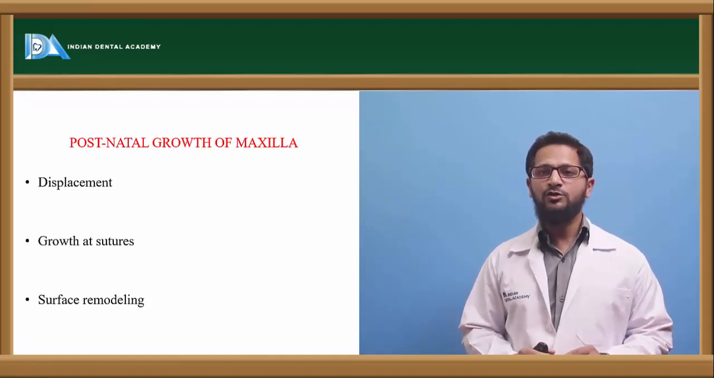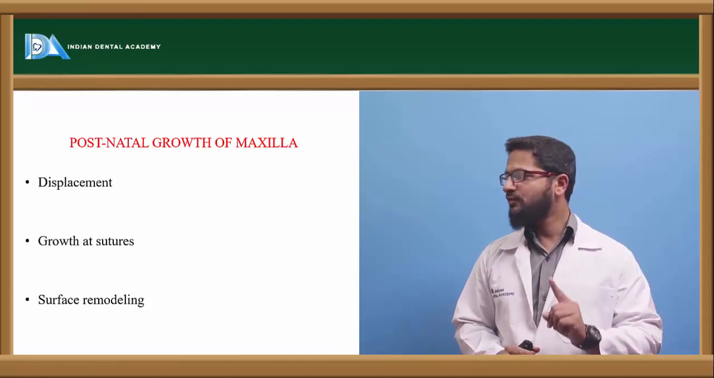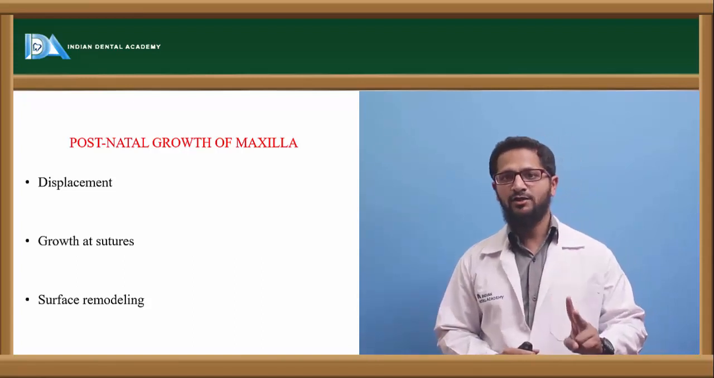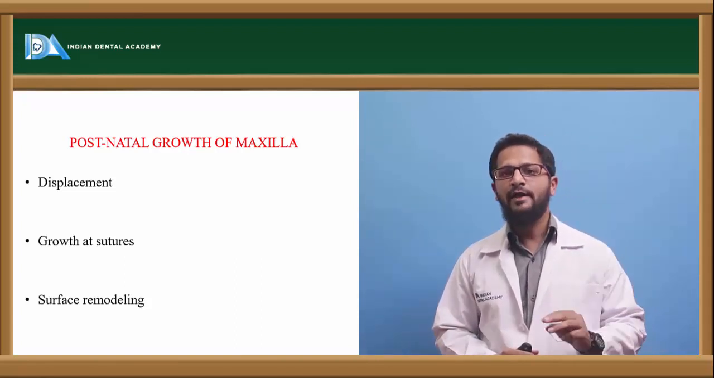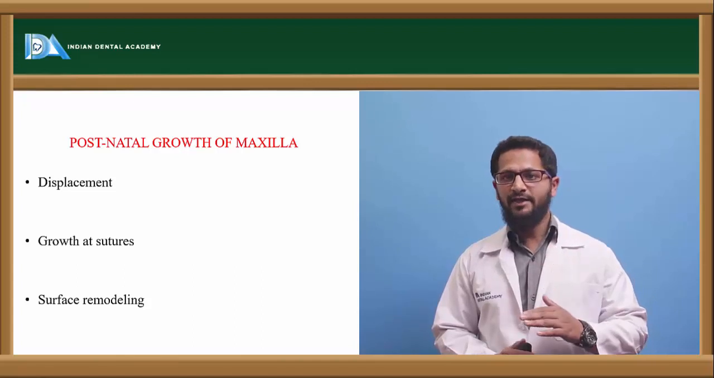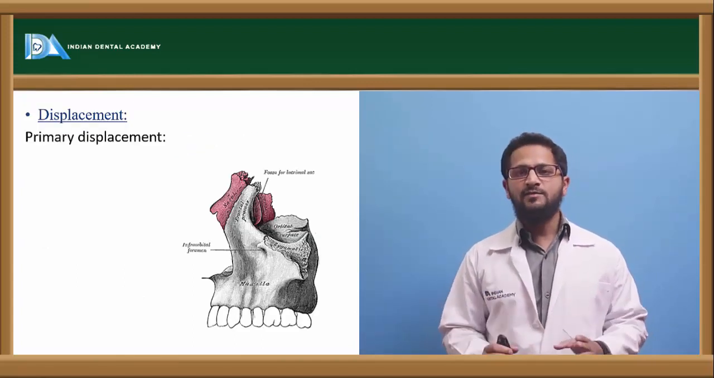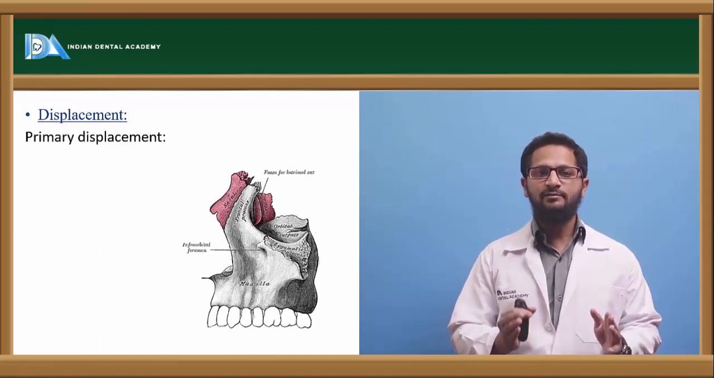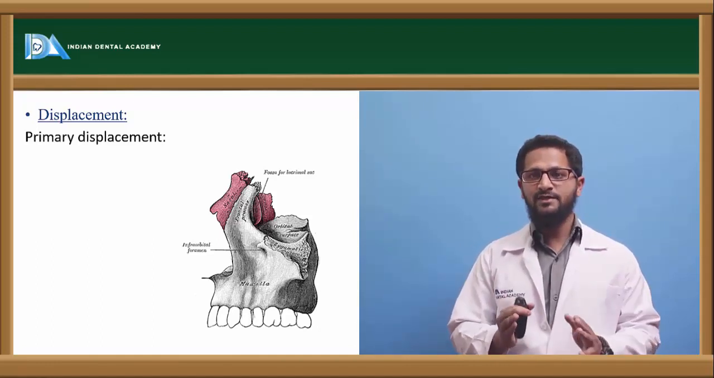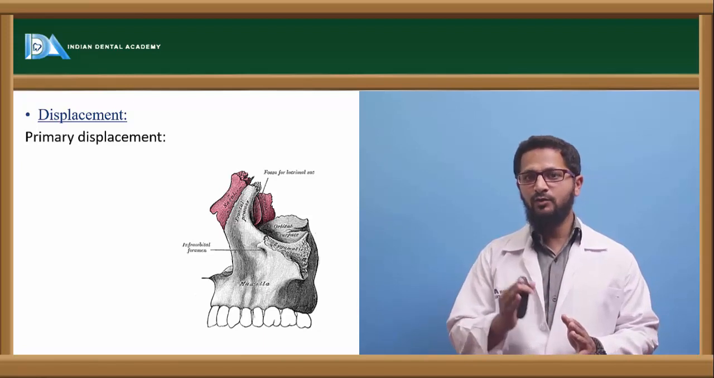Next is postnatal growth and development of the maxilla. Maxilla postnatally grows by three mechanisms. First, displacement, second, growth at the sutures, and the third is remodeling. We will know about all these three mechanisms in detail. First, coming to displacement. As the name suggests, displacement is nothing but simply moving or displacement of a bone from one point to another point.